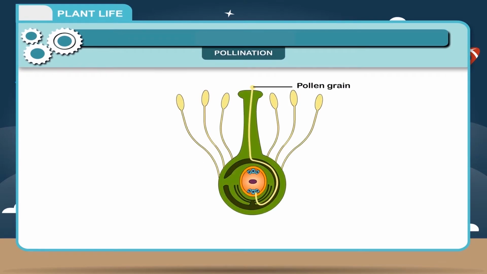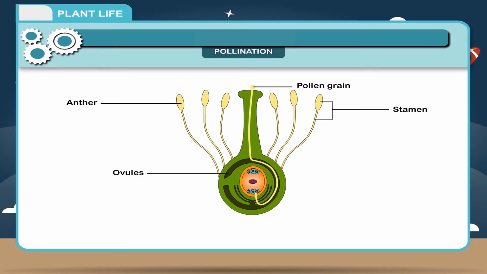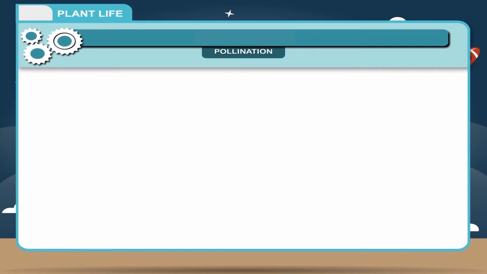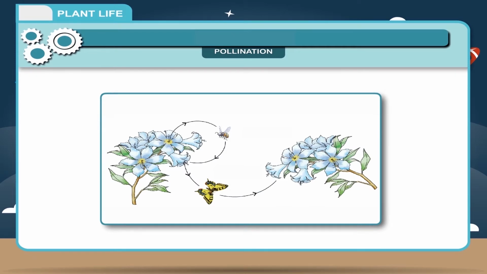Pollination. Pollen grains are produced in the anther of the stamen and ovules are formed in the ovary of the gynoecium. Pollen grains represent the male sex cells, gametes, and ovules the female sex cells. Pollination is the process of pollen transfer from anther to stigma of the same flower or another flower. Pollination is of 2 kinds, self-pollination and cross-pollination.